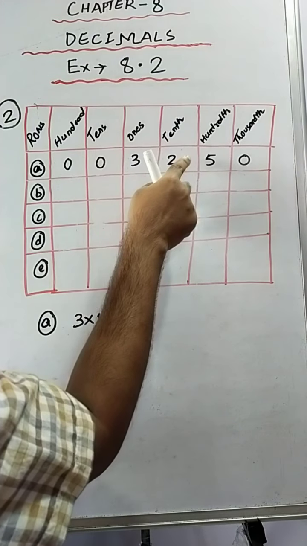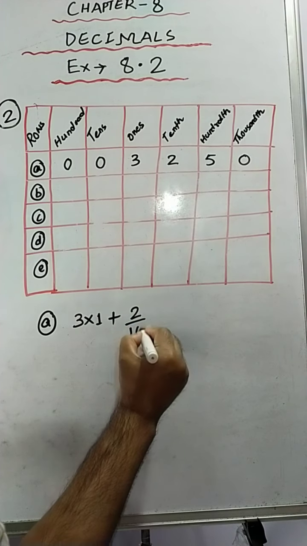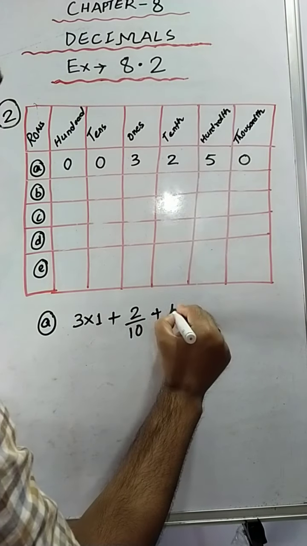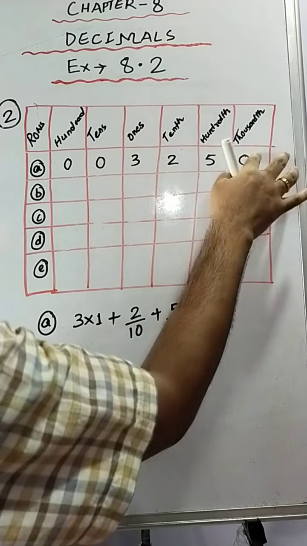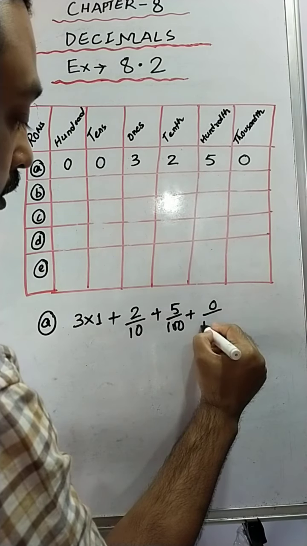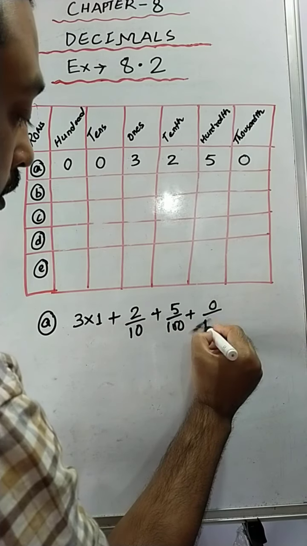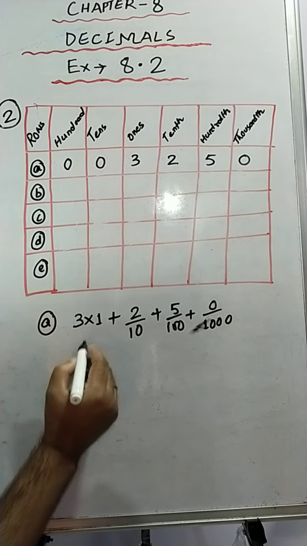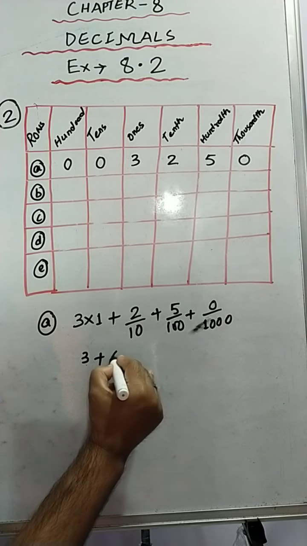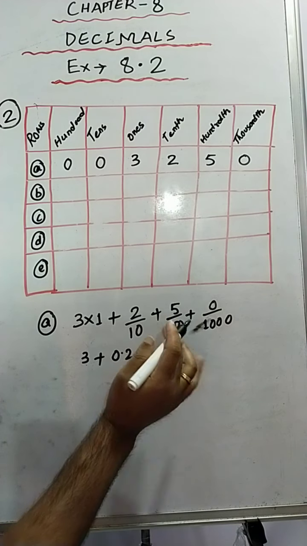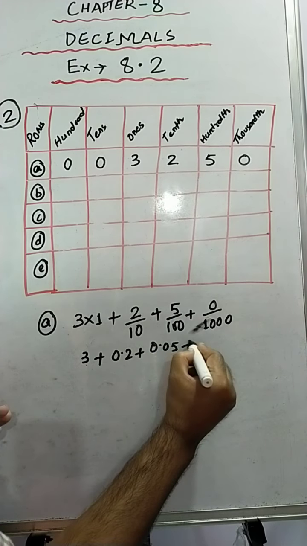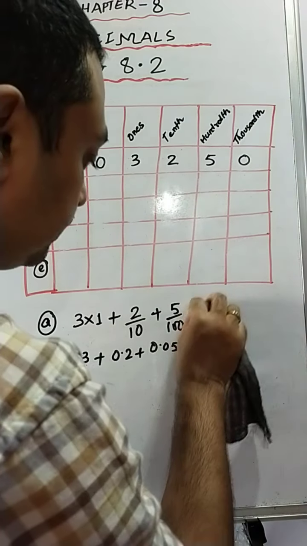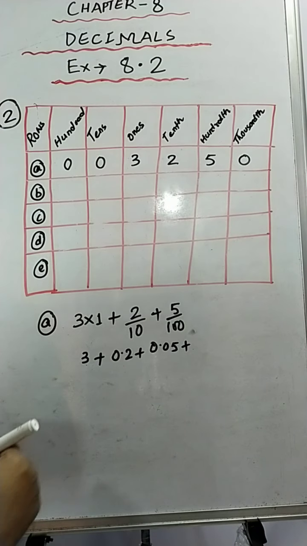How many tenths are given? 2 tenths. That means we have to write it like this, 2 by 10. Understood? Plus 5 by 100. And 0 by 1000. Now you have to write this in the decimal form. So 3 ones are 3. 2 by 10 in decimal form is 0.2. 5 by 100 means 0.05. And for 0, it's not necessary to write it, but you can write 0, no problem with that.